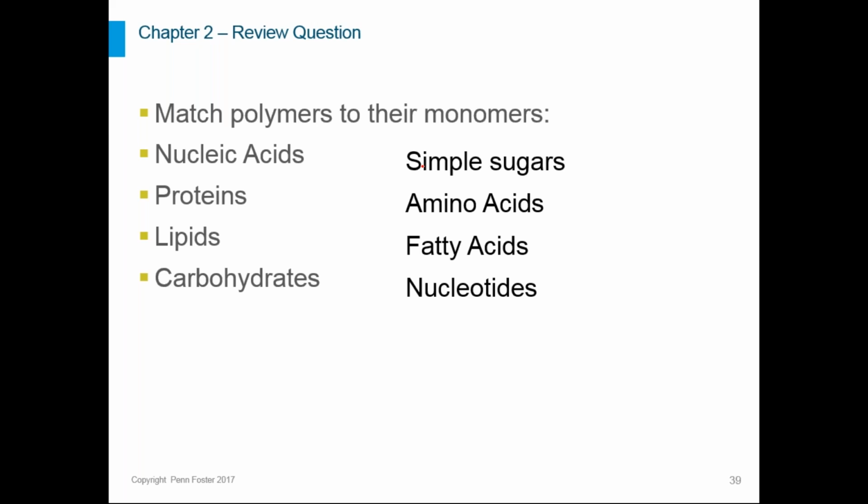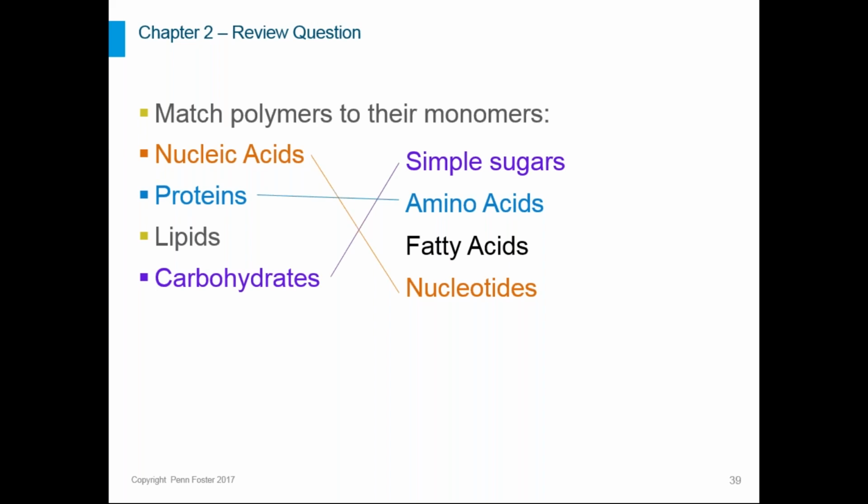Okay, so our polymers and monomers. On the left, we have nucleic acids. Okay, so that's DNA and RNA, and they're made up of the smaller units called nucleotides. The next one is proteins. Proteins are made up of units called amino acids. We have lipids, which are made of fatty acids.